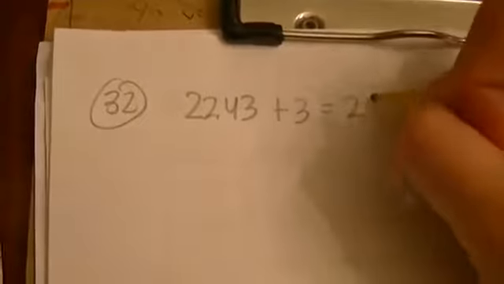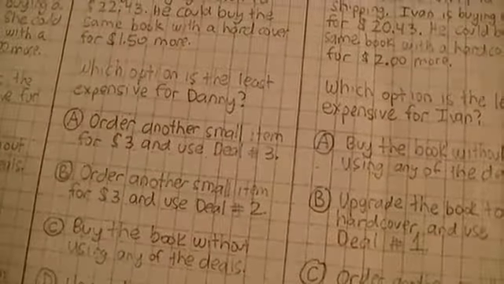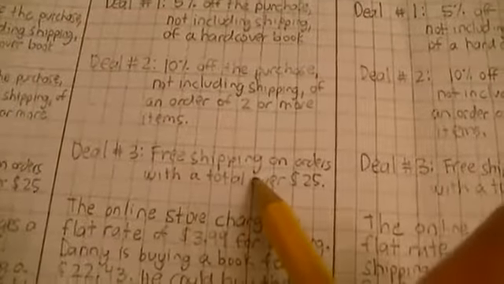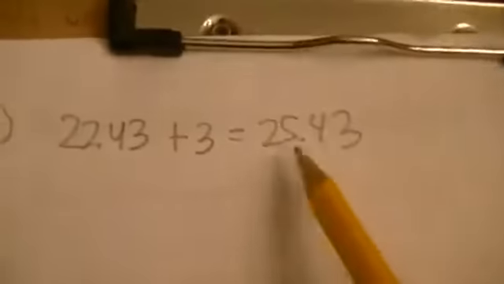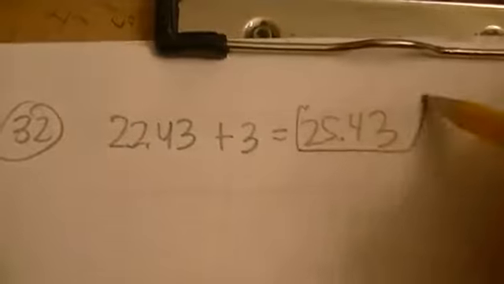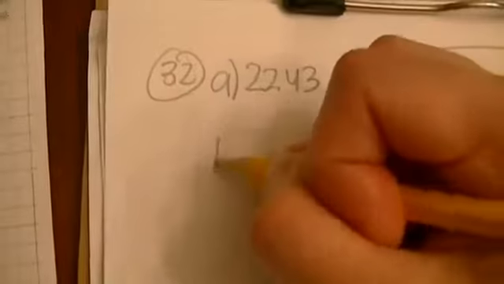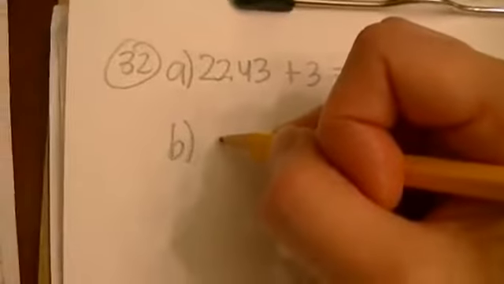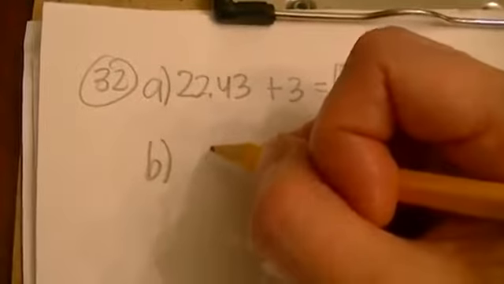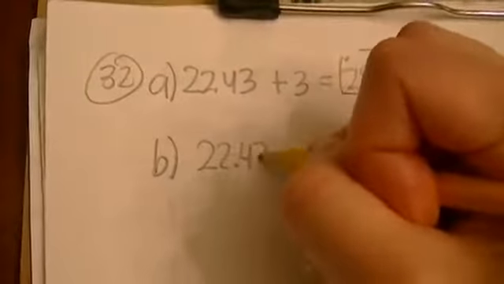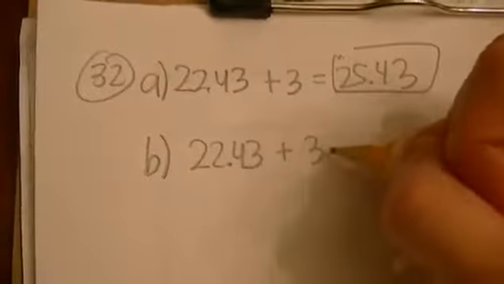Okay, so the book he wanted to purchase was $22.43, and another item for $3 would cost $25.43. Okay, because deal number 3 says you get free shipping on orders over 25 bucks. That's over 25 bucks, so that's a total. Okay, that was option A. Option B says order another small item for $3 and use deal number 2. So here's the book. A small item for $3.